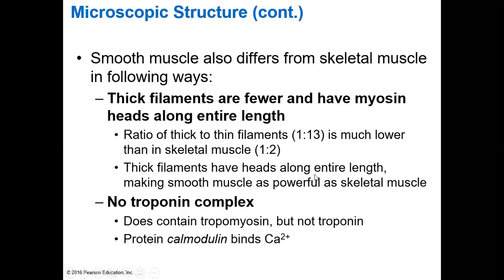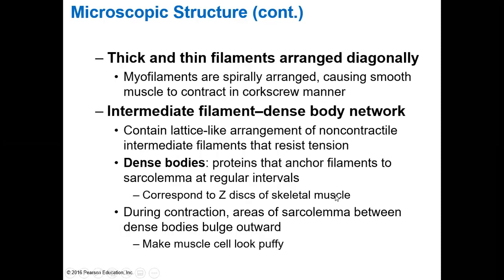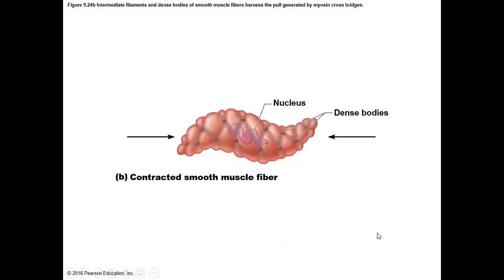Okay. The rest of it is just differences. Their thick filaments are fewer, so they have less myosin, but myosin heads along the entire length. There's no troponin. They do have tropomyosin to bind the actin, and calmodulin is what is now going to bind to calcium and move the tropomyosin out of the way, so the myosin can bind to the actin. The rest, okay, just whatever.